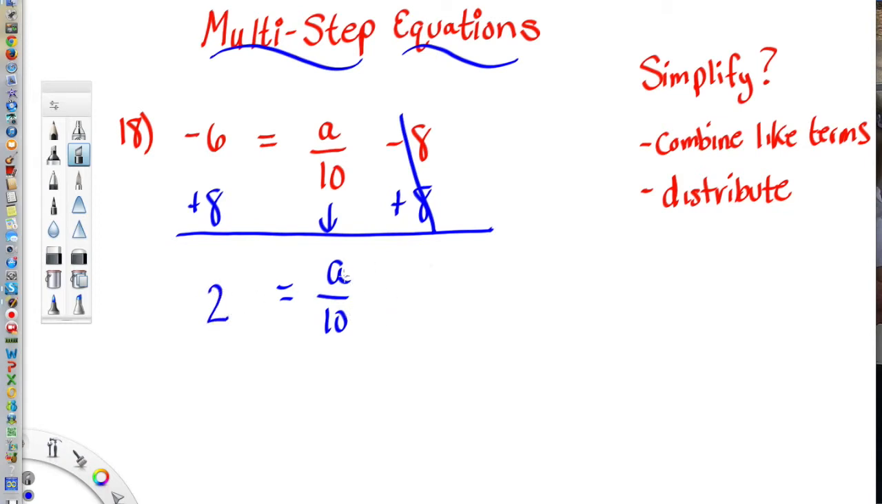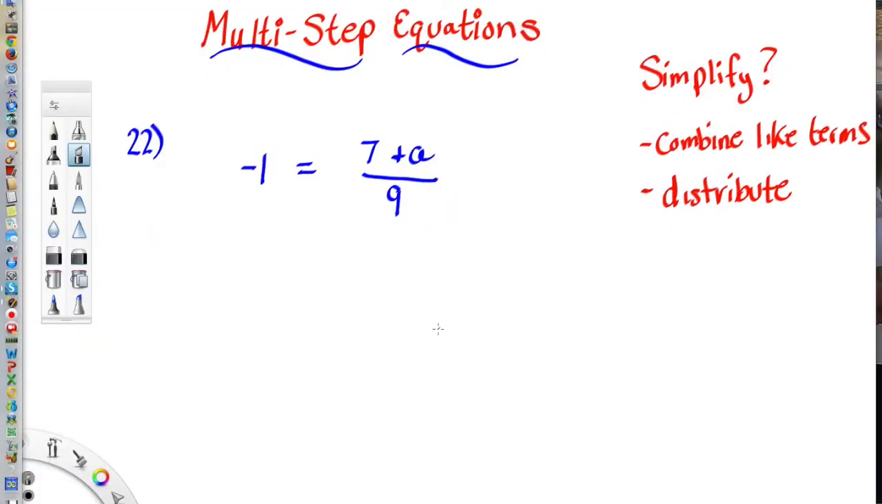Then the next step is, well, what's happening to a? There's another operation that's still being performed on it. It's being divided by 10. So what's the opposite of dividing by 10? Multiplying by 10. And what I do to one side, I must do to the other. So I get a is equal to 20. And that's my final answer.